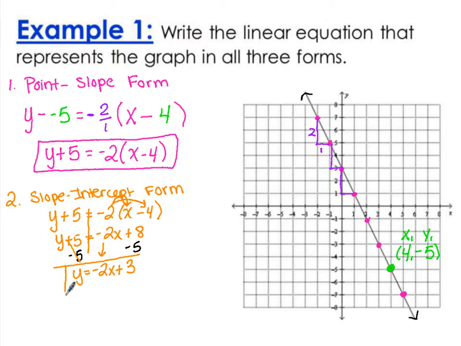So this is my equation of my line in slope-intercept form. This is the slope, and this is the y-intercept. And look at that. It is my y-intercept. It's where it's crossing the y-axis. Okay, and you could have actually been able to tell that just from looking at the graph.